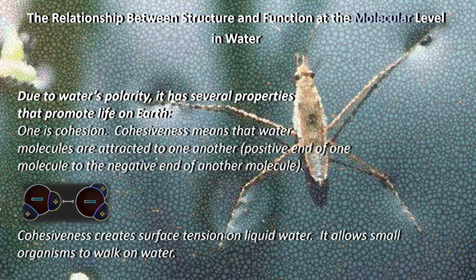The first property that promotes life on Earth is cohesion. Cohesiveness means that water molecules are attracted to one another, positive end of one molecule to the negative end of another molecule. Cohesiveness creates surface tension on liquid water. One little way that this helps living things is that it allows small organisms to walk on water.